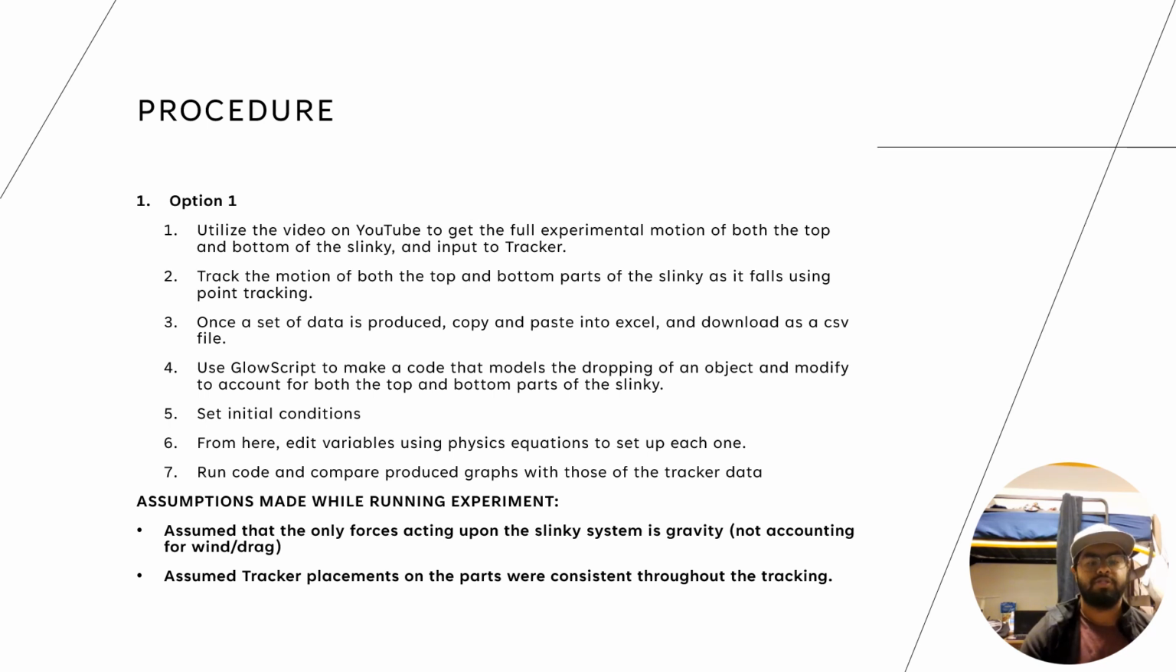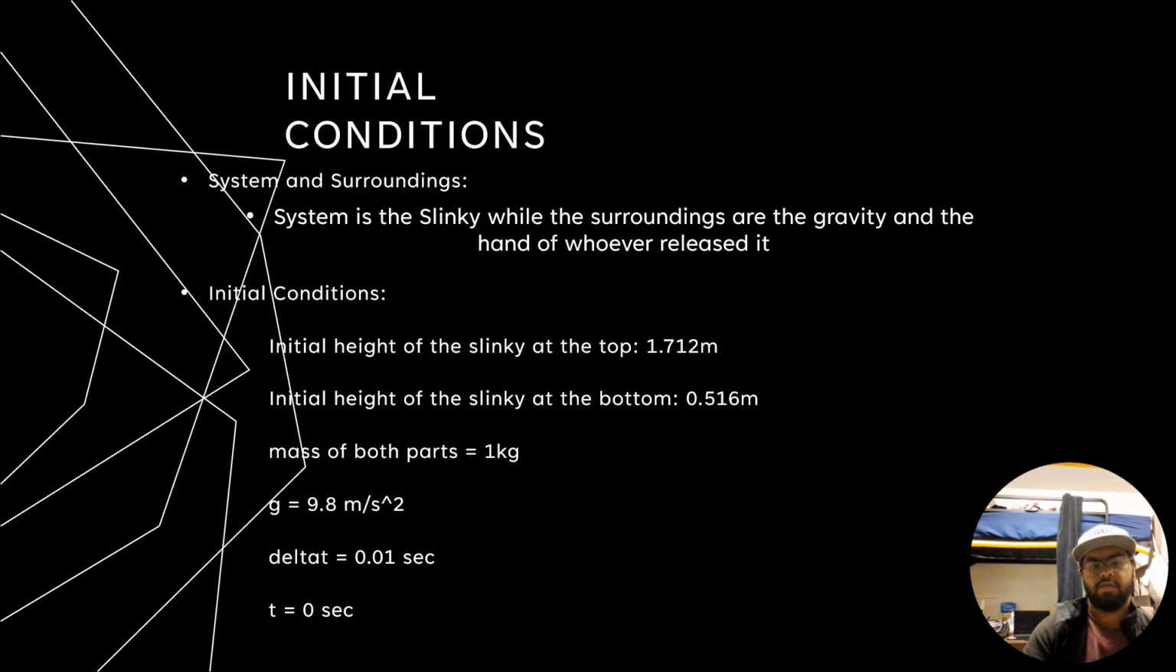And then we were able to compare. Some of the assumptions I made while running this experiment are that the only force acting upon the Slinky system is gravity, therefore we didn't account for wind or drag, and then we assumed that the tracker placements on the parts were consistent throughout the entire tracking. Some initial conditions are obviously the system is the Slinky, and the surroundings is gravity and the hand that released it. The actual initial conditions: the initial height for the top was 1.7, the initial height for the bottom was 0.51. The mass for both parts, we just made 1 kilogram.